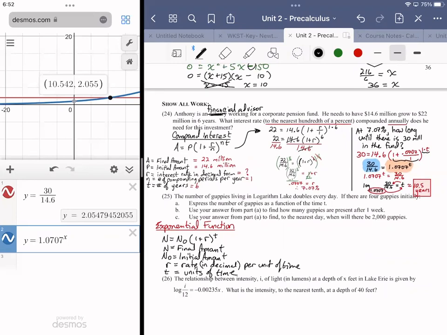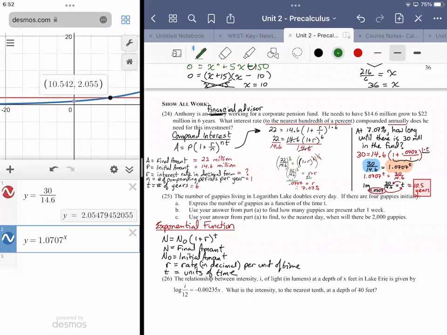The number of guppies, again, it doubles every day. Express the number of guppies as a function of time t. All right, so there's two ways to handle this. I hate to say it this way because it doesn't make anybody feel good. I'm going to show you the more complicated way of figuring it out.